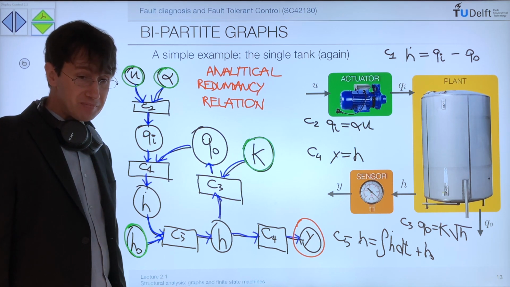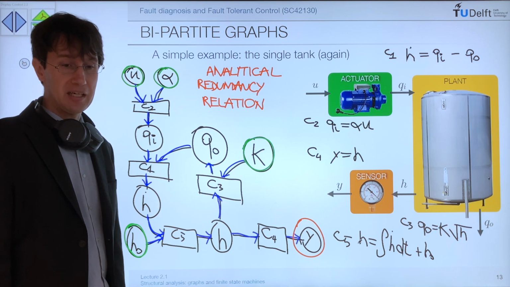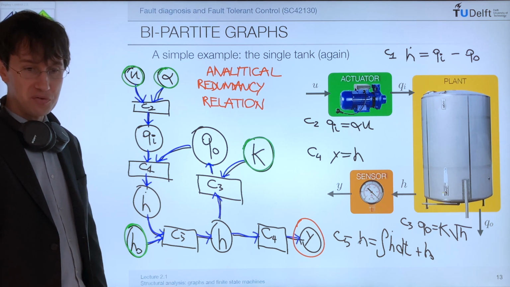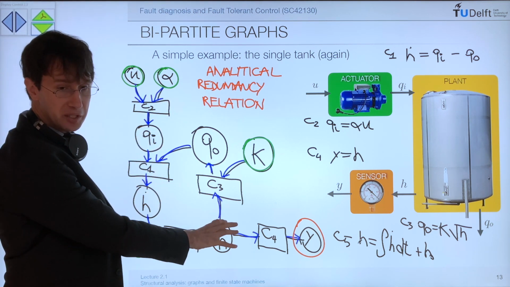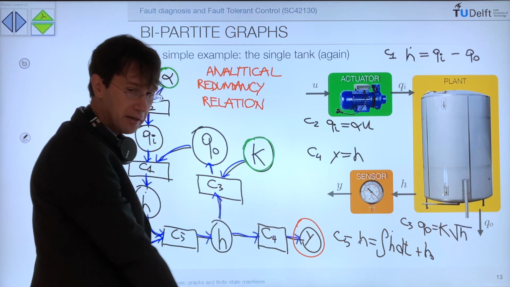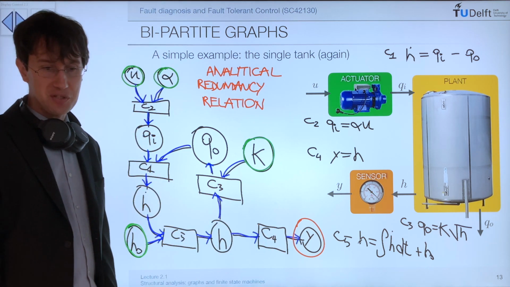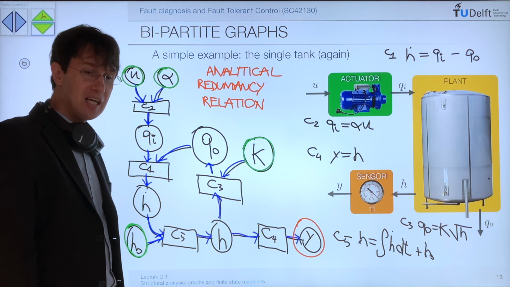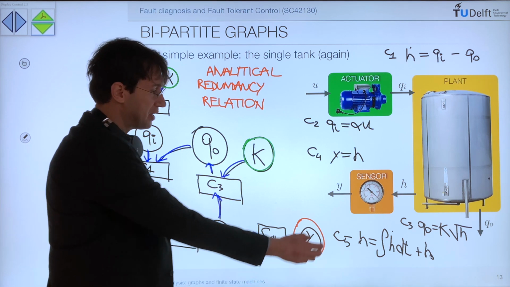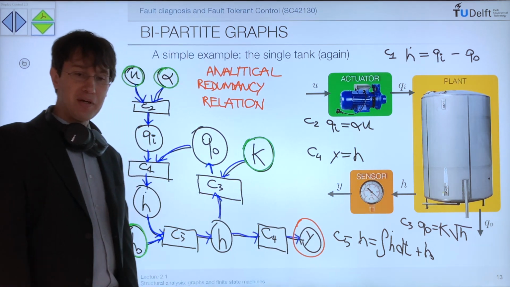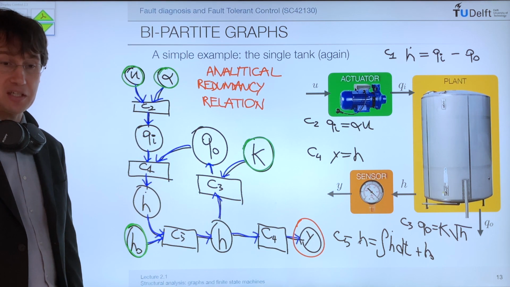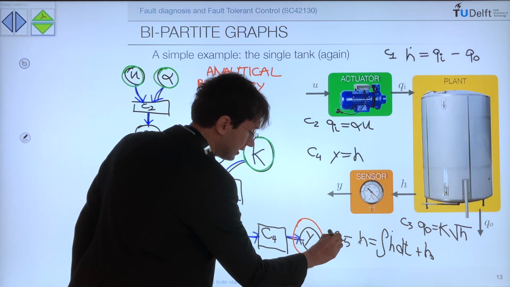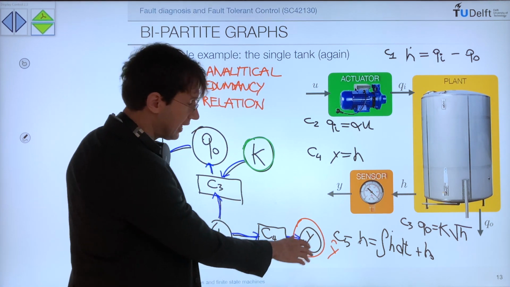So now, what we could do in order to build a diagnosis system for the tank is to have some software that continuously is solving these equations and computing an estimate for y. You can imagine that this kind of software is an observer. This is what we're going to use later. And every time that we have a measurement from here, we can compare the value of the measurement with the value of the estimate. So let us call the estimate y hat. We can compare y hat with y.